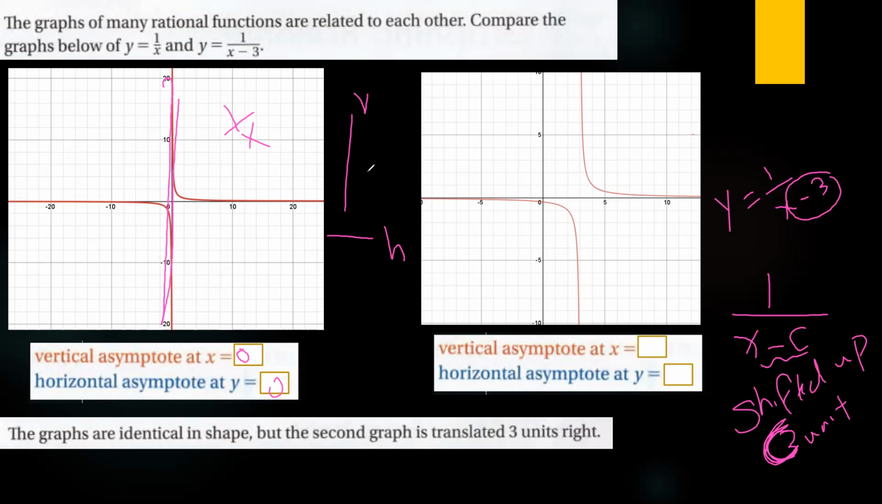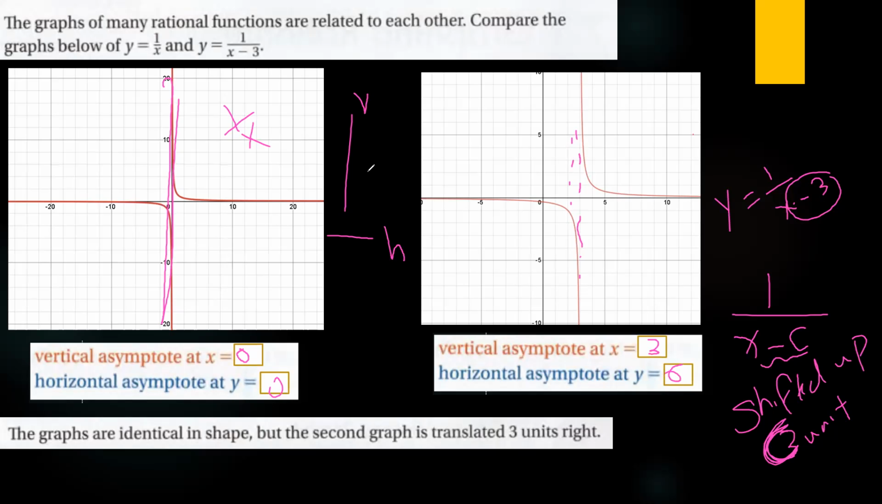Now look at the second function, y equals 1 over x minus 3. Where is the vertical asymptote? At 3. When x is 3. Bravo. And where is the horizontal asymptote? At y equals 0. Bravo. So this is how to find the vertical and the horizontal asymptotes from the graph.